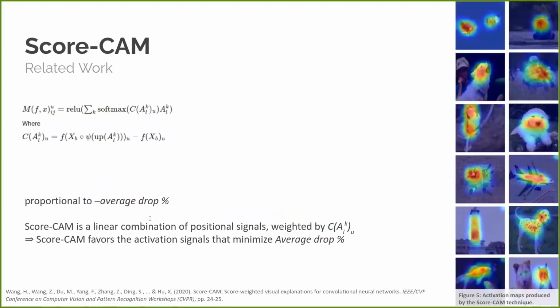The last technique I'll detail is CoreCam. It is defined as the weighted combination of the positional signals A_k bounded by factor C of A_k, which represent the retained classification confidence when masking the input image by each individual activation signal. As you can see, this method is quite accurate. However, it is also very slow, as computing each explaining map for a single sample requires K feed-forward operations, where K is the number of the activation signals in the last convolutional layer.